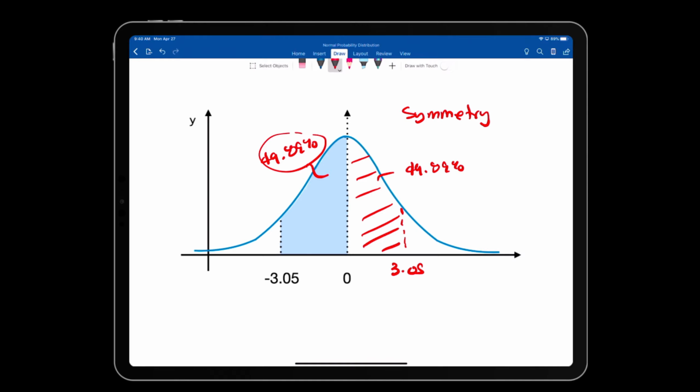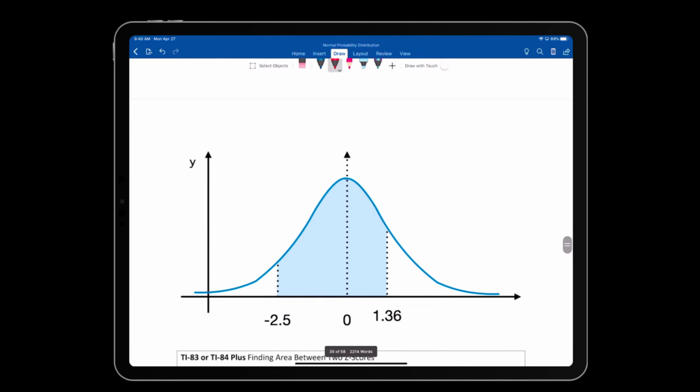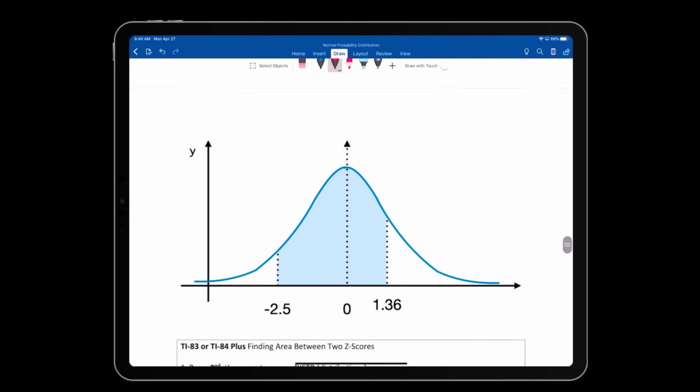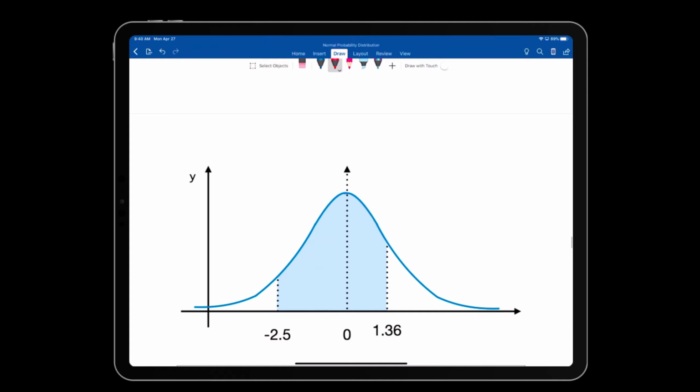Anyway, okay. So symmetry. And now it just got so difficult, ladies and gentlemen. What percent of the ball is shaded here? Notice they're going to want us to put these things together like we did last week. If you know this right portion, which is 1.36, and this left portion, which is negative 2.5, remember, these are z values. So you have two z values.